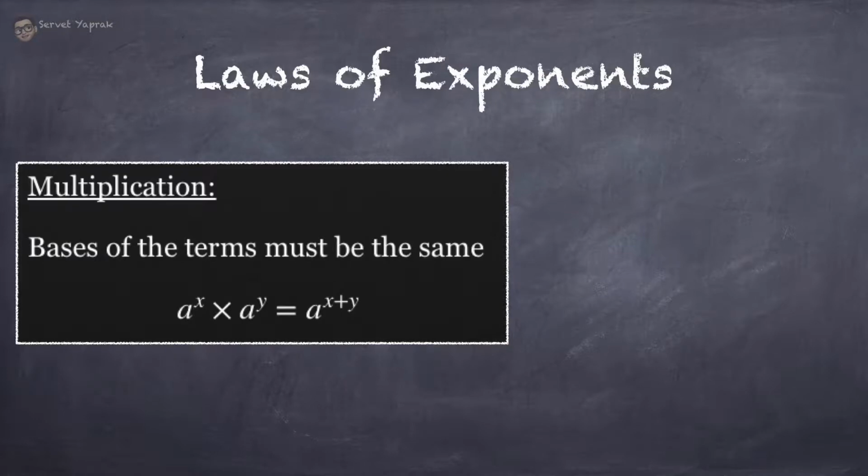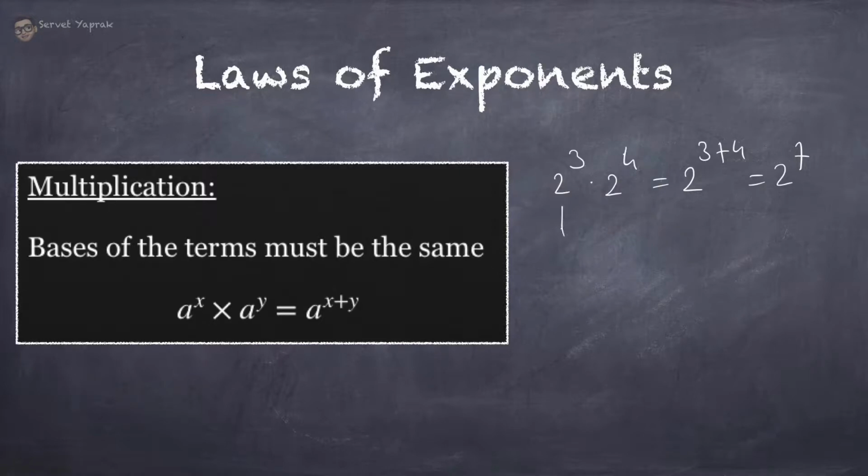Let's write an example. Assume that we want to multiply 2 cubed and 2 to the power of 4. The answer would be 2 to the power of 3 plus 4, and it equals 2 to the power of 7. We can quickly verify this result.